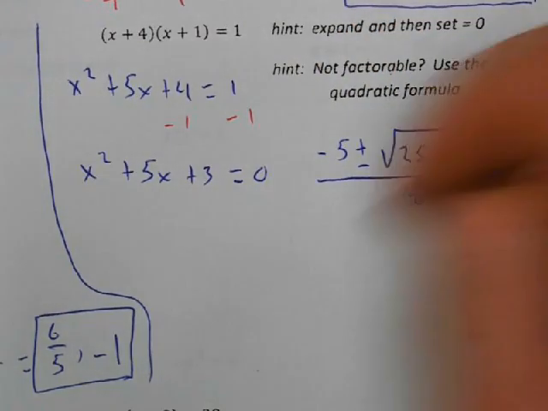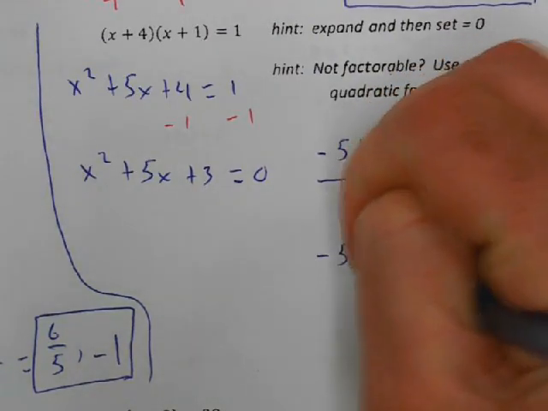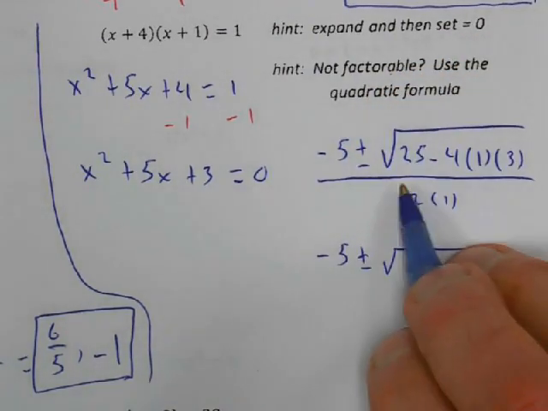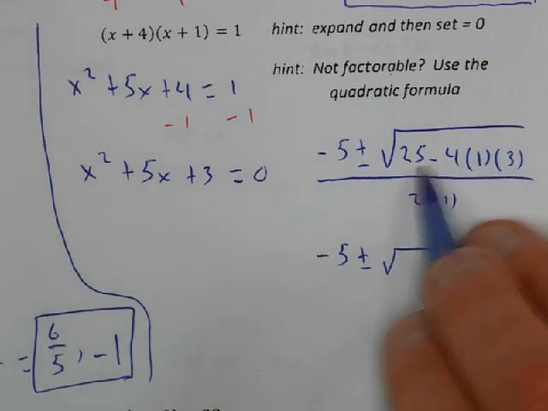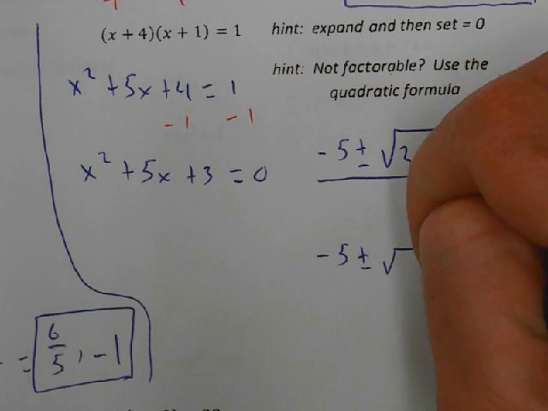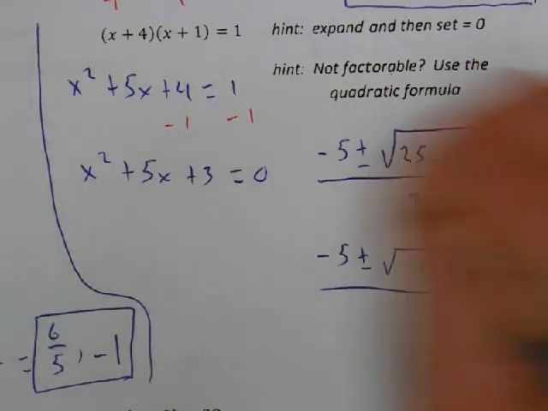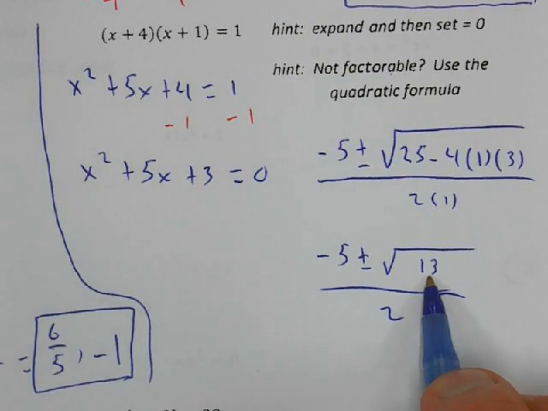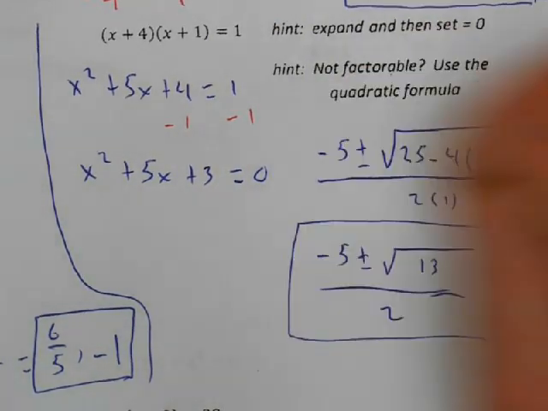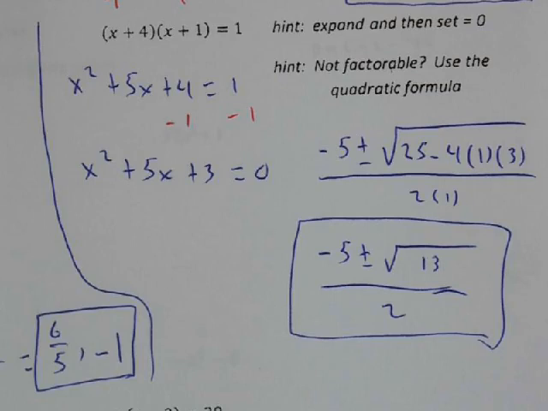Okay, then simplifying that, we get negative 5 plus or minus the square root of 25 minus 4 times 1 times 3. That gives me 12. So 25 minus 12, we get 13 over 2. And then since we can't simplify root 13, well, that's good. That means we're done. That's our answer. Okay, so the quadratic formula is not always that bad. Okay. All right, moving on.